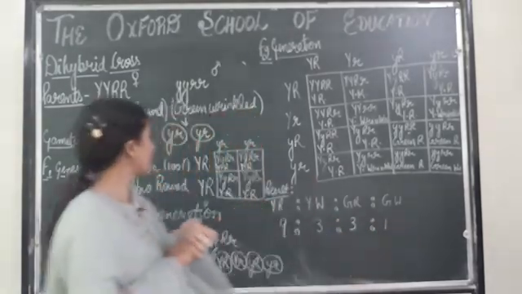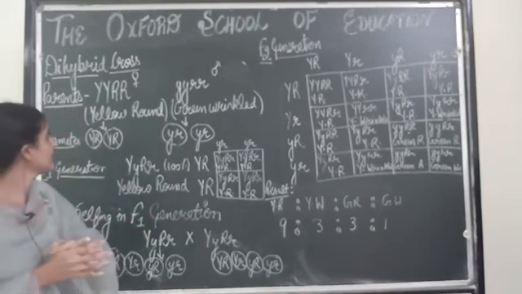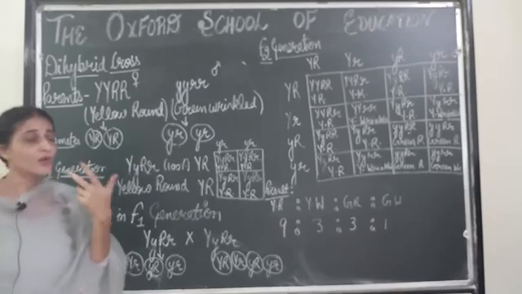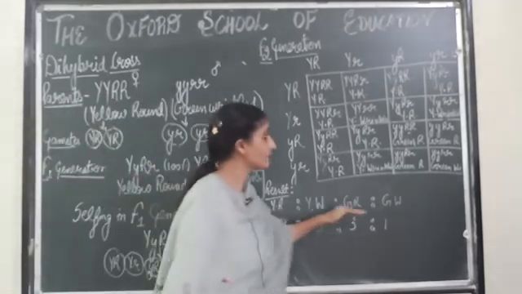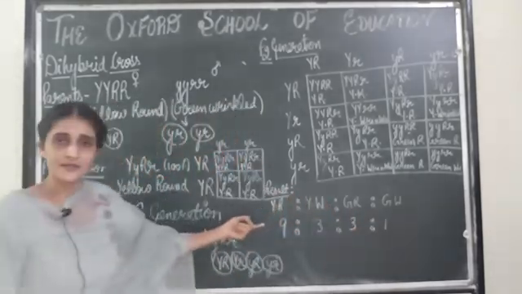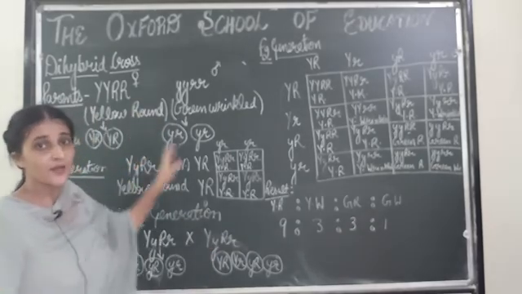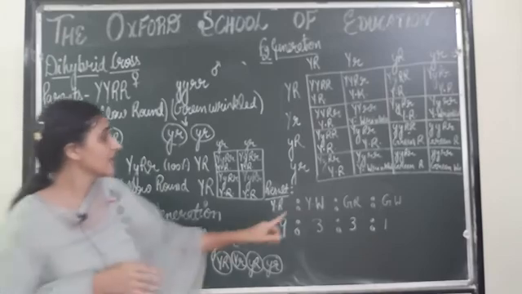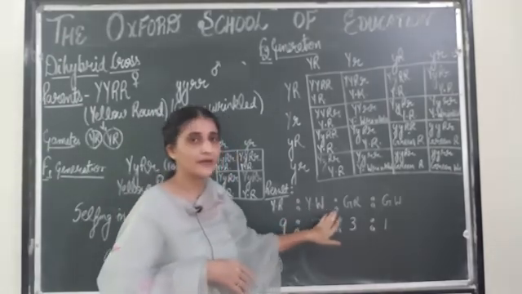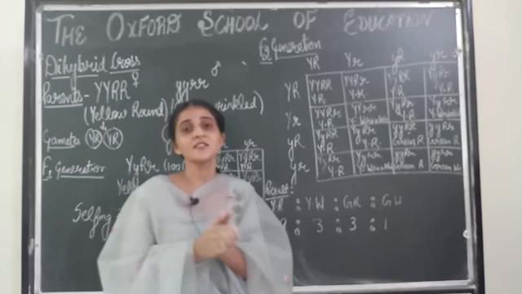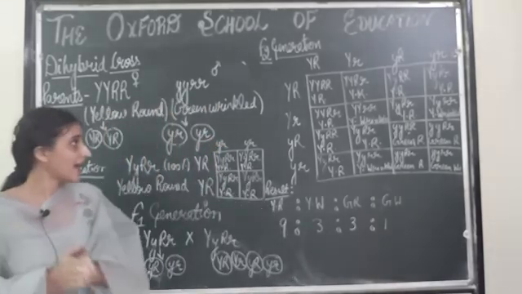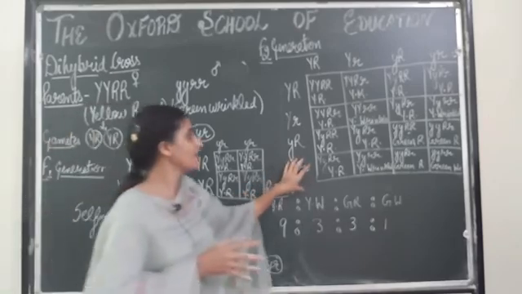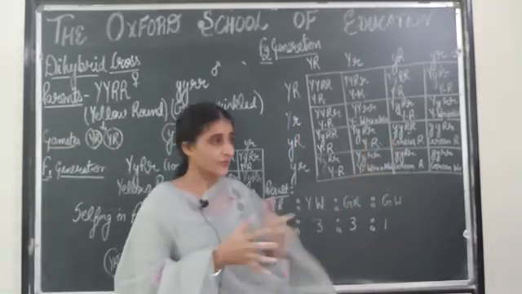So what are the new outcomes? We have taken the parents as yellow round and green wrinkled. But at last we found the formation of 4 types. 2 were the same as the parents, but you may find the 2 new types, that is the formation of yellow wrinkled and green round. This is because of recombination and independent assortment of gametes, like any gamete may fuse with anyone.